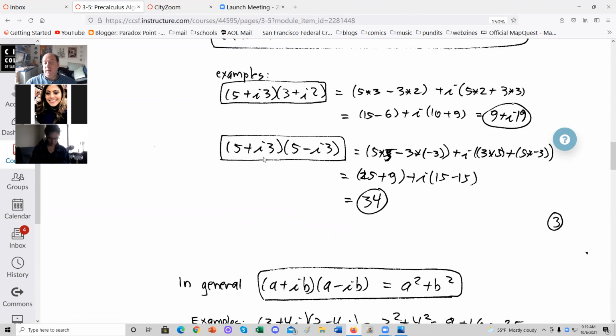Now here's a fun one. A sum, 5 plus i3, times a difference, 5 minus i3.